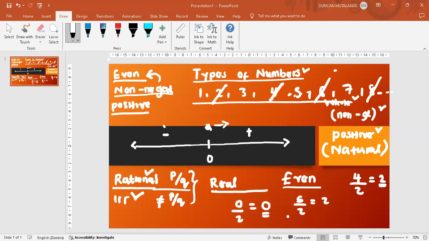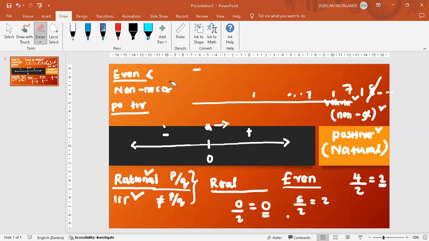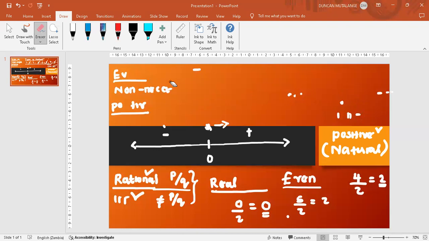The last type that we're going to look at are called prime numbers. Now, with prime numbers, this is where we have another debate as well. Prime numbers are numbers that have only 2 factors, 1 and itself.